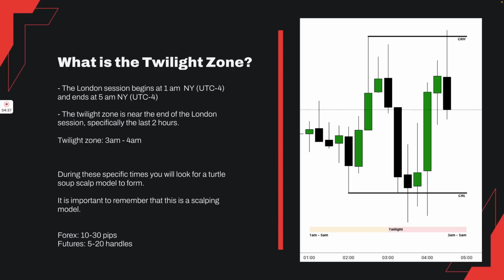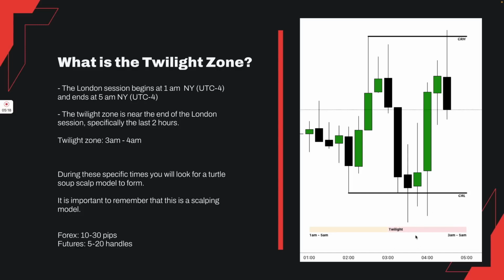Now, the twilight zone is near the end of the London session, specifically the last 2 hours. This is very, very important. The twilight zone begins at 3 a.m. and ends at 5 a.m. This is a typo, this is supposed to say 5 a.m. So as you can see here, London session begins at 1 a.m., ends at 5 a.m. The twilight zone starts at 3 a.m. and ends at 5 a.m. Twilight zone depicted in red.